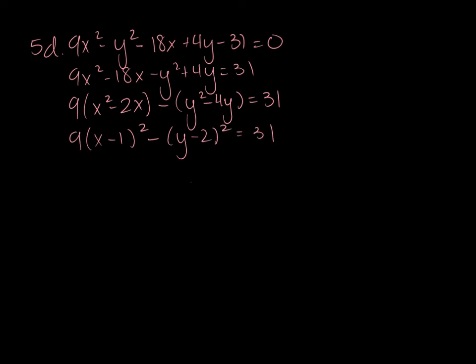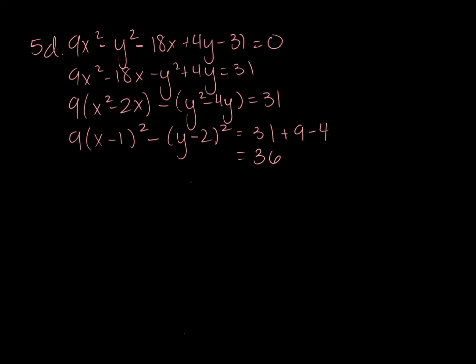1 squared is 1 times 9 is 9, so plus 9. And 2 squared is 4 times a negative 1 is negative 4. Okay, so we end up with 36. All right. And then I'm going to divide everything by 36.